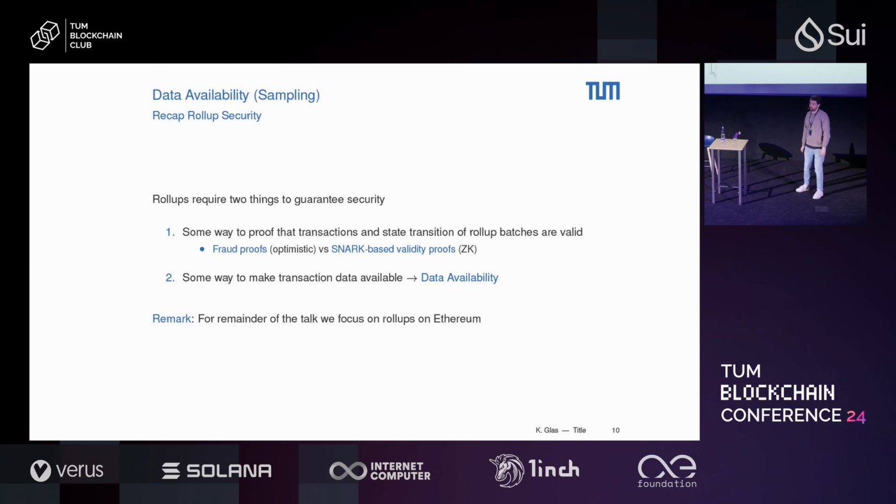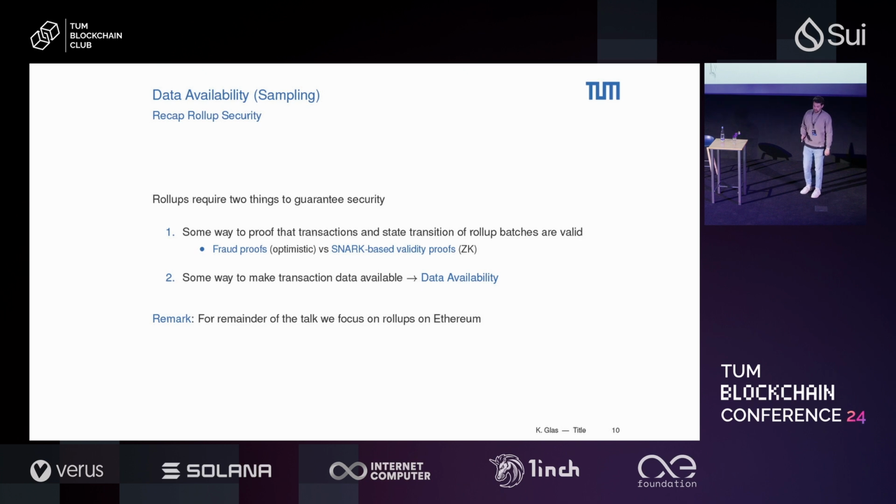A small recap on rollup security. Rollups essentially require two things for security. The first one is some way to prove that the state transition is correct. This can either be fraud proofs in optimistic rollups or SNARK-based validity proofs in ZK rollups. The second thing is some way to make transaction data available, and that's data availability.